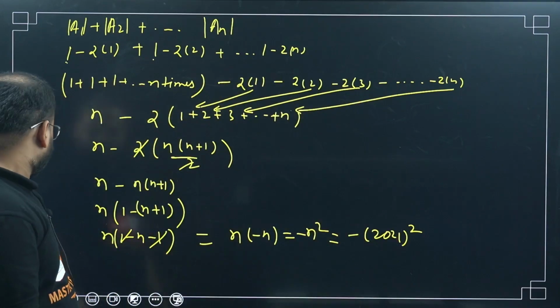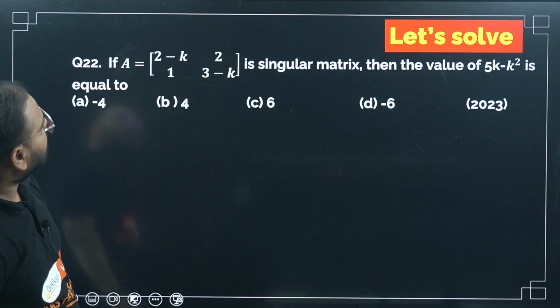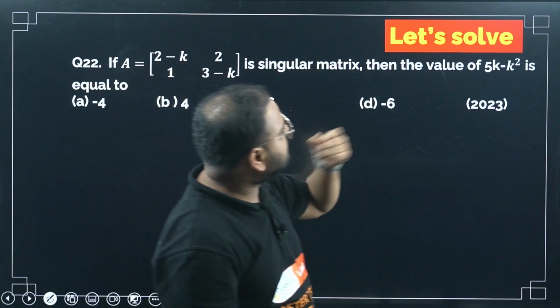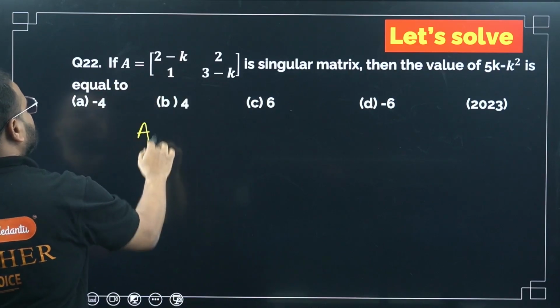Okay. Chaliye, moving on. 22nd question. Matrix A is given like this, a singular matrix. Find the value of this. Singular means what? Determinant equal to 0. So find this: determinant equal to 0.